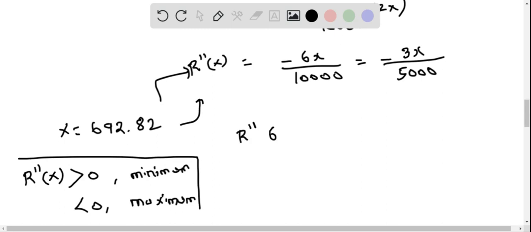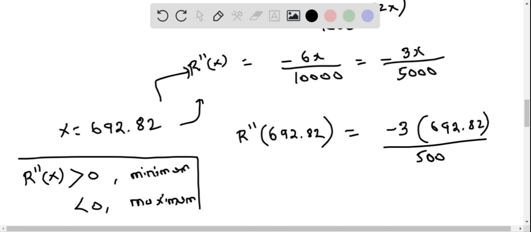That is, we will have R double prime of 692.82. Here we will not have to calculate the complete or the exact value. We just need to understand the sign of it. So we put negative 3 times, I replace x by 692.82, over 5,000. So if you multiply these two quantities, this will be a negative, and divide by a positive quantity. So finally, this will be a negative quantity. So this is negative, which is less than 0. So clearly, this point is a maximum.